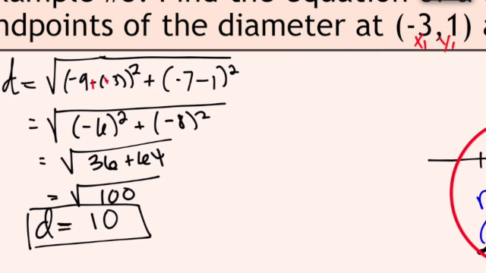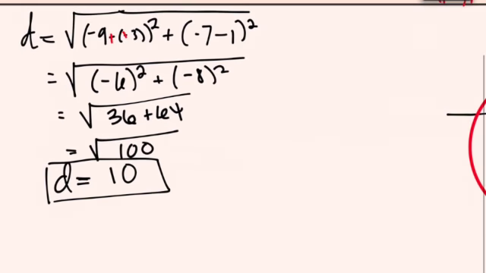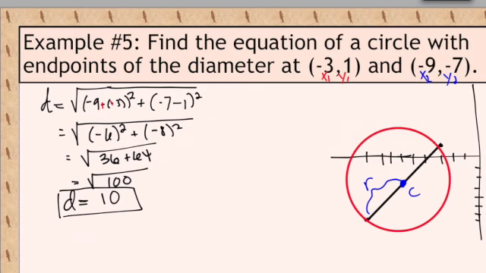All right, so our diameter is 10, which means if this entire thing here is 10, then the radius has got to be equal to 5, right? The radius is just half of that. It's 5. So we have our radius. Done.